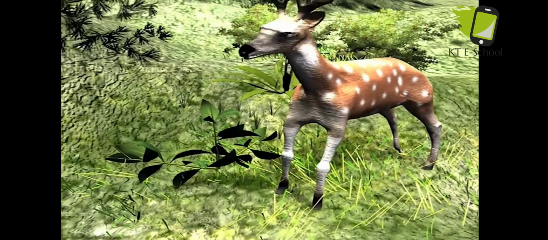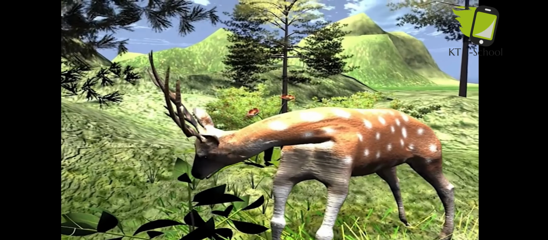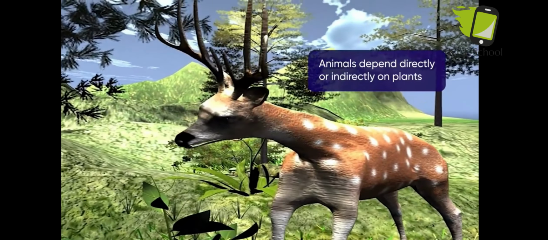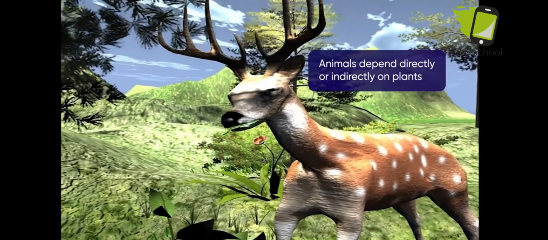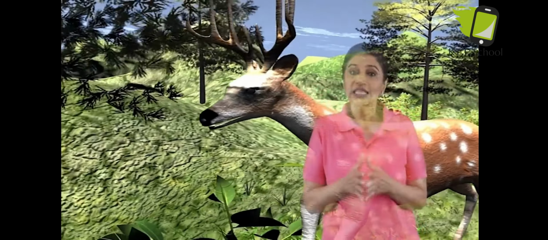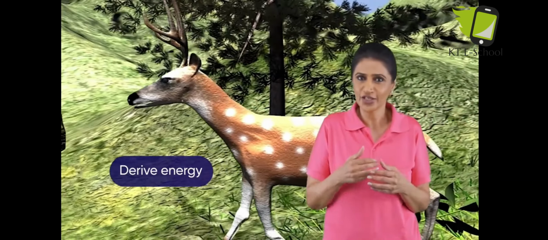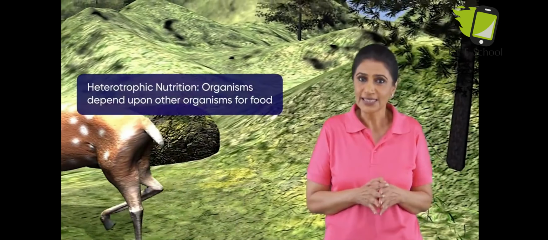Here we can see a deer eating the leaves of a plant. Animals largely depend on plants or other animals for their food. This food is digested and then utilized to derive energy. This nutrition, where energy is obtained by digesting organic substances from plant or animal origin, is termed as heterotrophic nutrition.